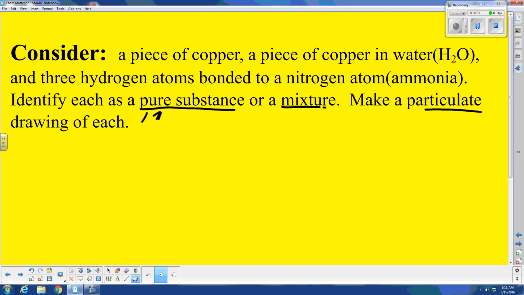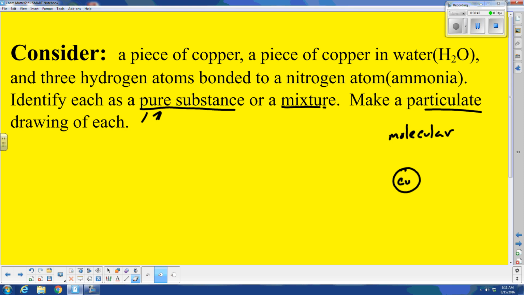Cool. Now, you can see I've started to draw already some things, and let me give you a couple of tips on this particulate drawing. What we mean by particulate is kind of on the molecular level. If we look at something like copper, we know that copper has like 29 protons and 29 electrons. So I don't write 29 positives and 29 negatives. When I do a particulate drawing, all I really do is draw a circle and put the symbol inside.